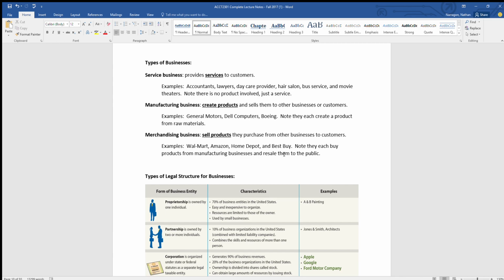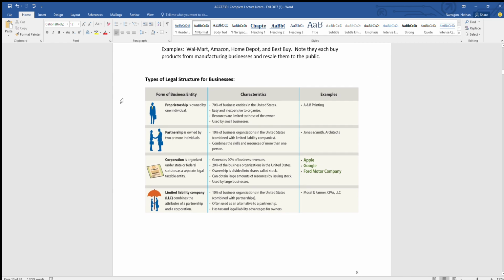business, the merchandising business. These are the ones that actually sell the products to businesses or other customers. Good examples again are Walmart, Amazon, Home Depot, and Best Buy. And usually they buy products from manufacturing businesses to resell. These are resellers, these are wholesalers, but just know the different types. We're going to get into merchandising businesses in chapter, I think, 4. Chapter 4 is going to be the big one on that, and that one's going to be fun. Believe me, it will be fun.